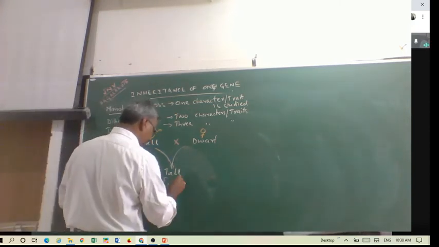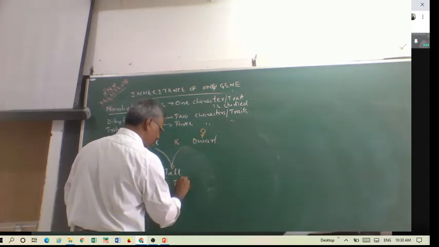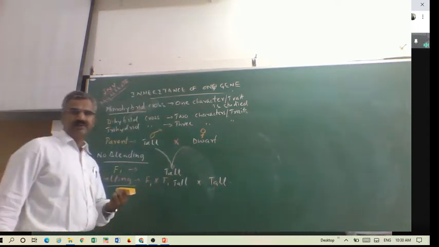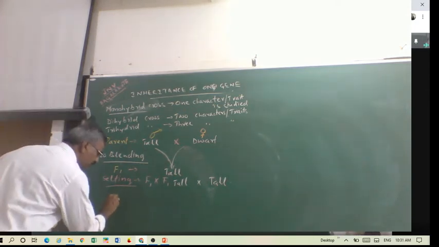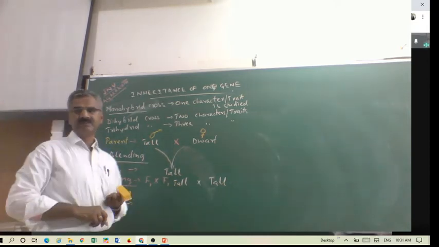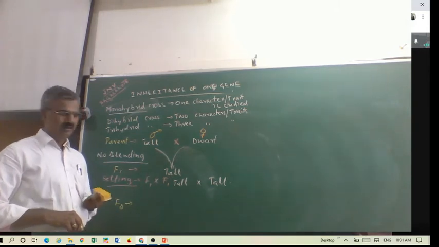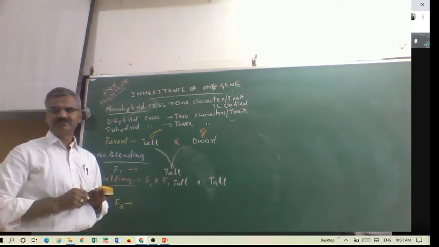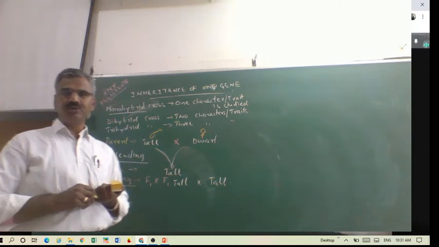F1 into F1 means tall crossed with tall plant. So what do we expect here? This gave rise to some results in the next generation, that is F2. We call them F2 hybrids, with F1 hybrid and also F2 hybrid here. Both parents are tall. What do we expect? Tall, sir. Both should be tall here.